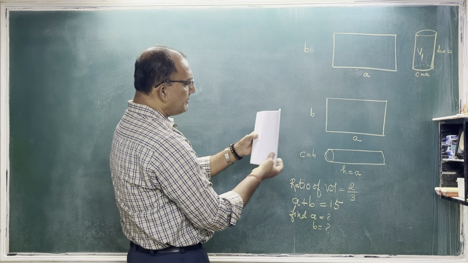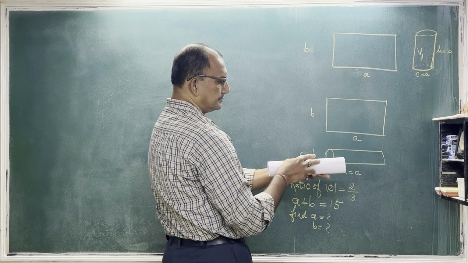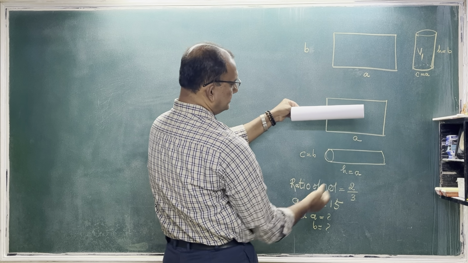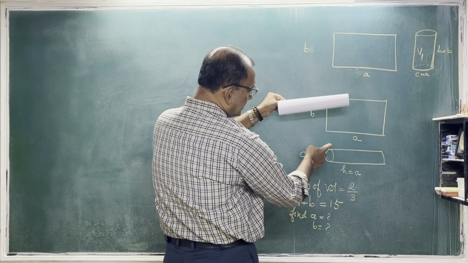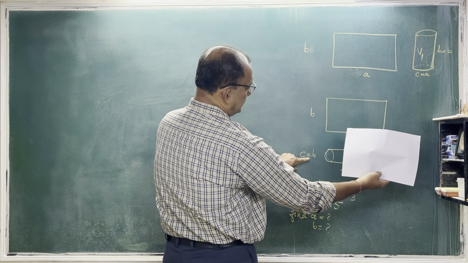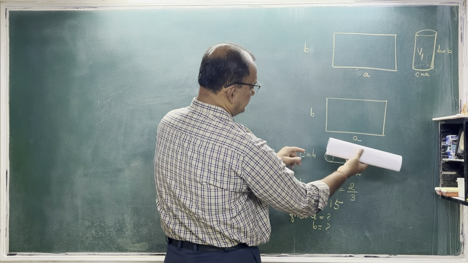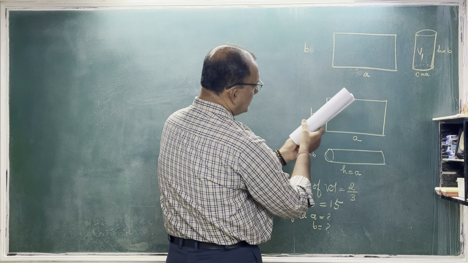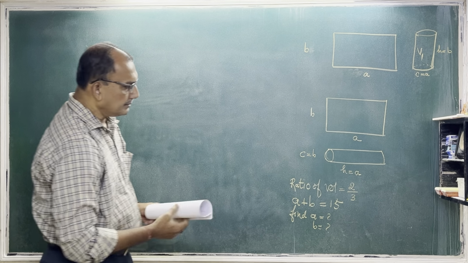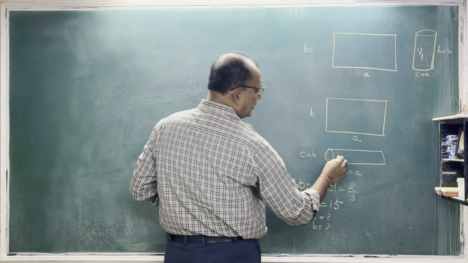Now same paper I can fold in this particular form. Here now, the circumference part is going to be B. The circumference will become B if I try to fold it like this. And the height of this particular cylinder will become A. Now, with this particular new cylinder, volume will be V2.